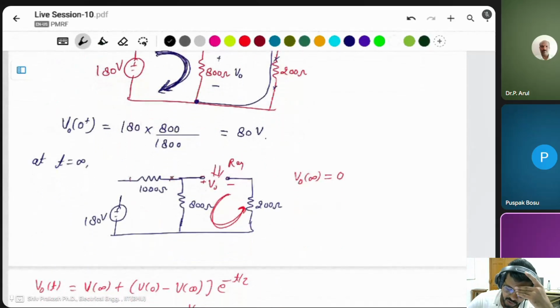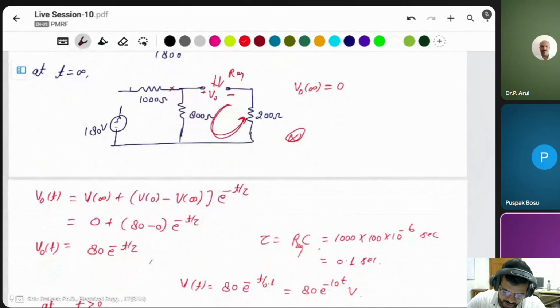Then at the final, you know that if there is no source, the final voltage will be 0. You can skip this part also. Sorry, you can skip this false part. There is no meaning of this part because there is no source. If there is no source, then simply you can write the 0 voltage.